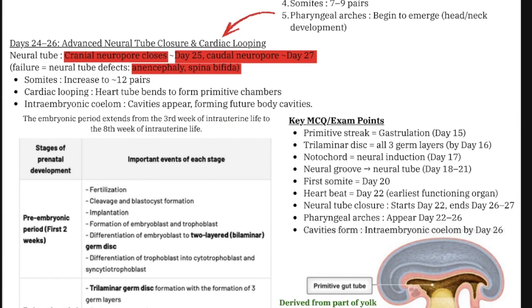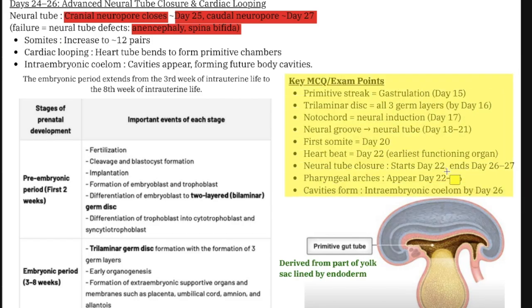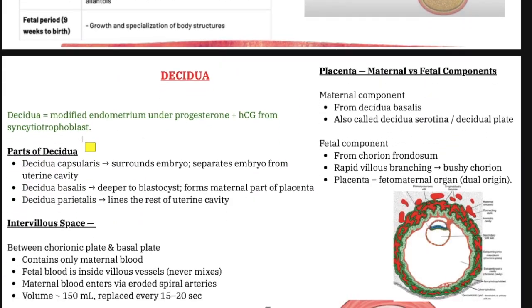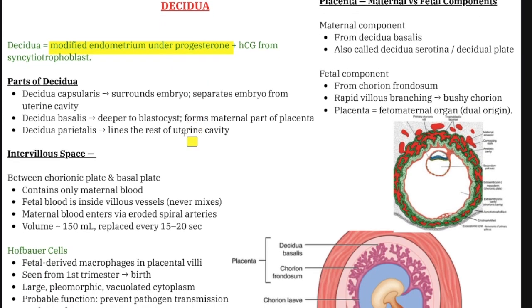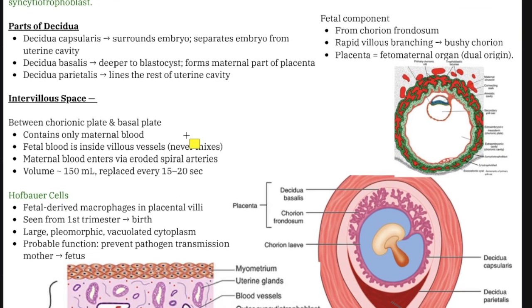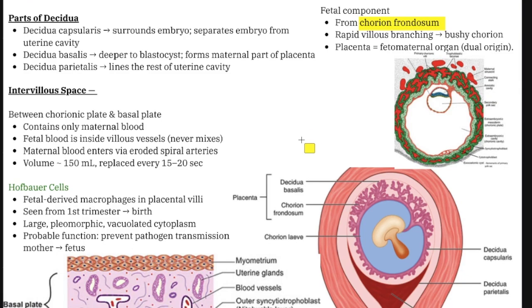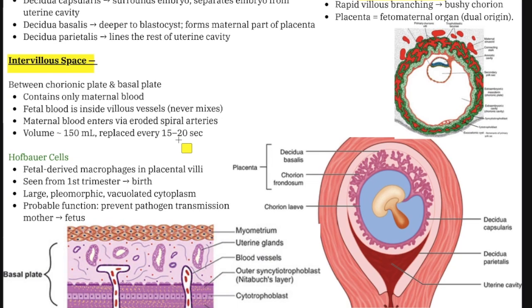Now let's examine the placenta's structure. The maternal side of the placenta is formed from the decidua, which is the modified endometrium of the uterus during pregnancy. Specifically, the decidua basalis lies deep to the conceptus and forms the maternal part. The fetal component comes from the chorion, specifically the chorion frondosum, which is the bushy, villous part of the chorion. The placenta is therefore a fetal-maternal organ. Maternal blood fills the intervillous space, bathing the fetal villi, but the maternal and fetal bloodstreams never mix.